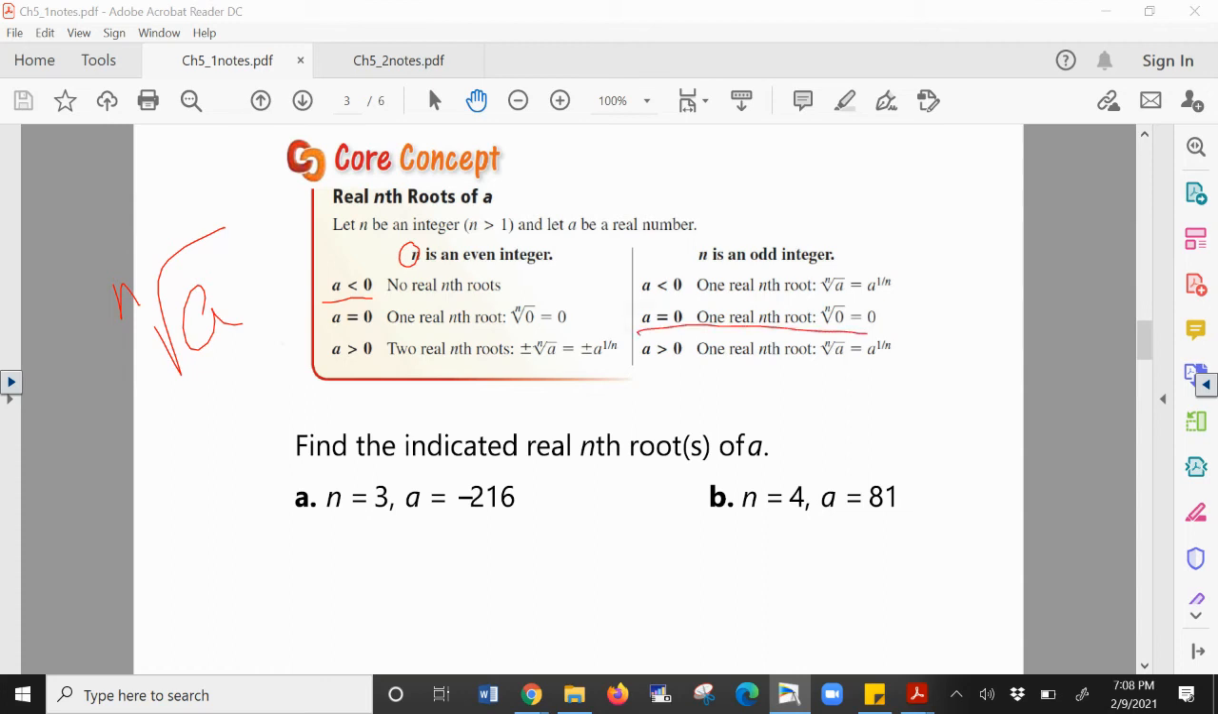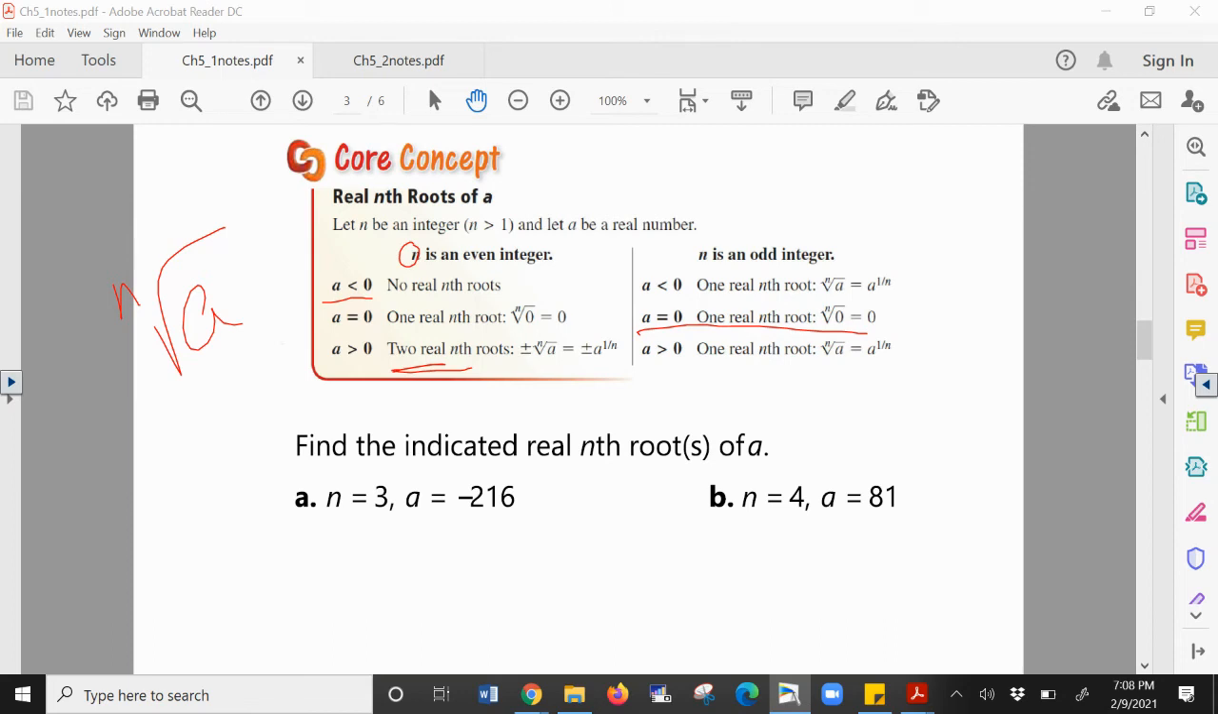That's true for odd numbers as well. And if a is greater than 0, it says here that there are 2 real nth roots. Now, usually we don't care about the negative one, but sometimes there are times when that makes a difference. So I wouldn't be picky about it.